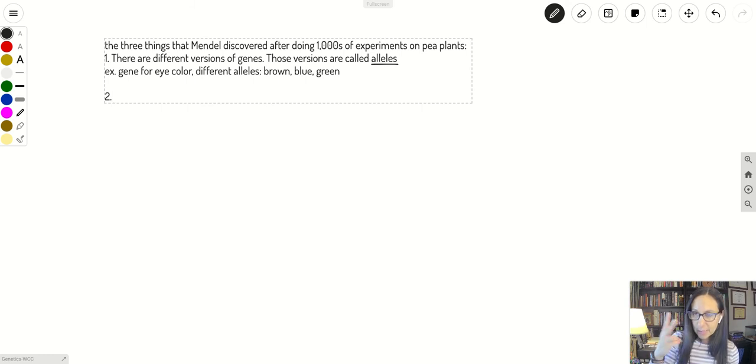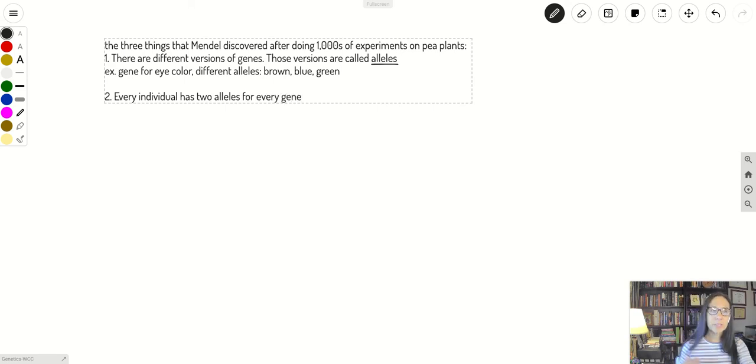Okay, the second thing is that he said that every individual has two alleles for every gene. And this is true for every single gene that we have as humans. There are two alleles for every gene, and that is because we get one allele from your mom and one allele from your dad for every gene. So for every gene you have two versions of that gene.